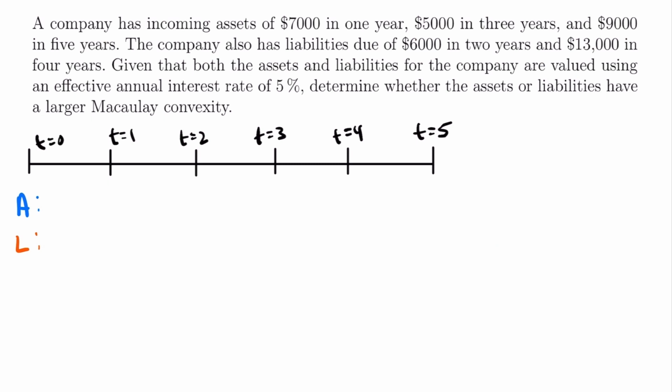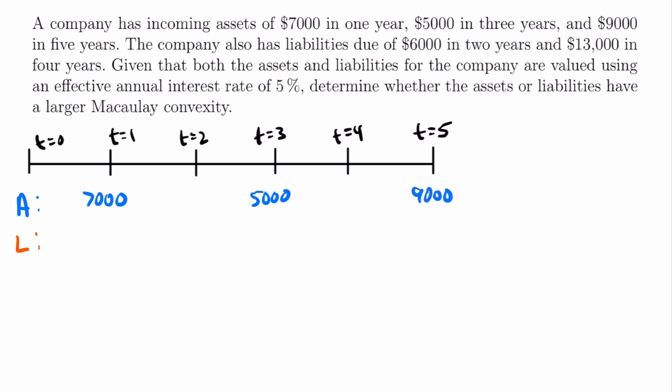And so let's start with the assets. We are told that the company has incoming assets of $7,000 in 1 year. So if we're starting at t equals 0, that will be at time equals 1. So we have $7,000 right there. Then they have $5,000 in 3 years. So time equals 3 is right here. So we'll have 5,000. And then $9,000 in 5 years. So at time equals 5, we will have $9,000.